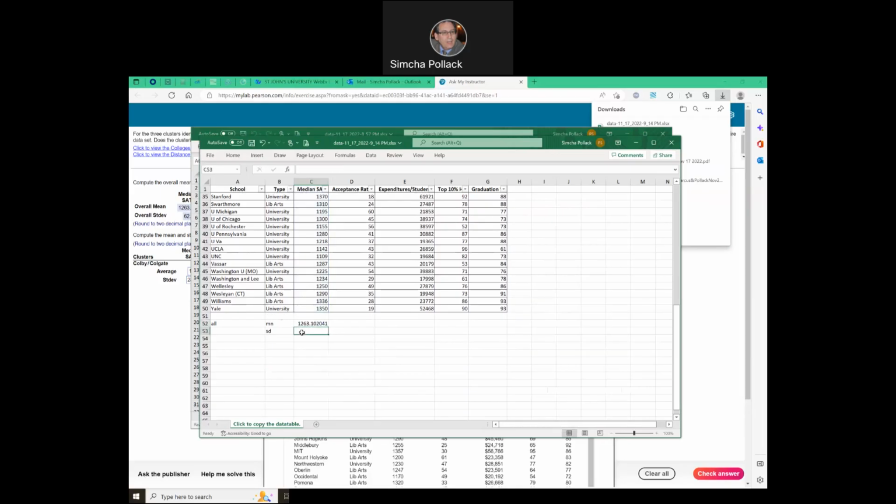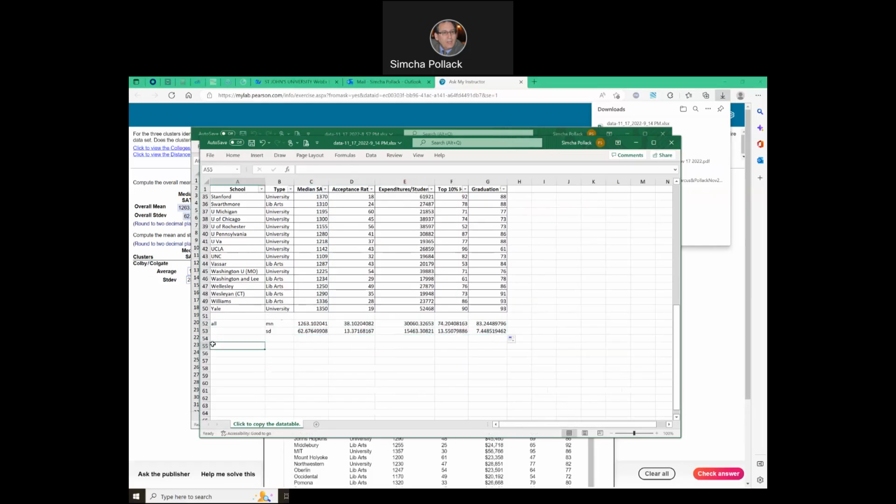The standard deviation is done by the standard deviation formula. We want the one that has an S because that's the sample standard deviation. Again, we want C2 through C50. That's the amount of spread. These two numbers can be calculated for all the variables by just dragging it along.